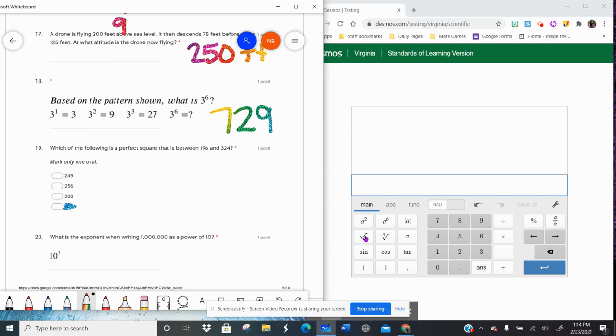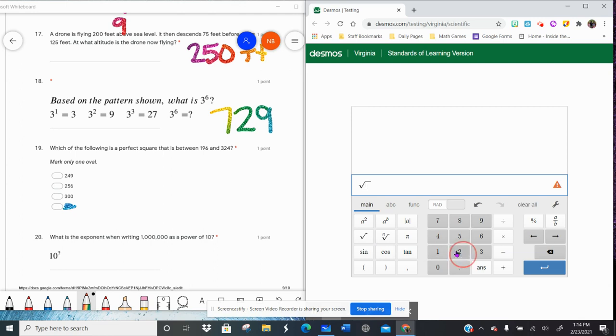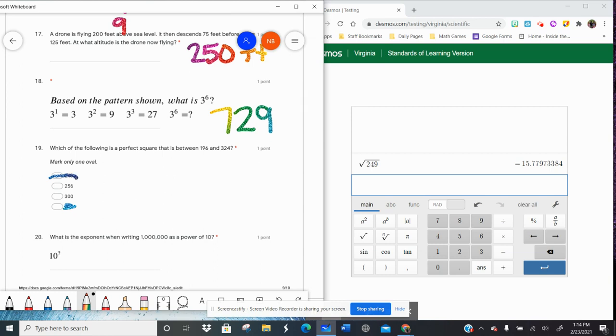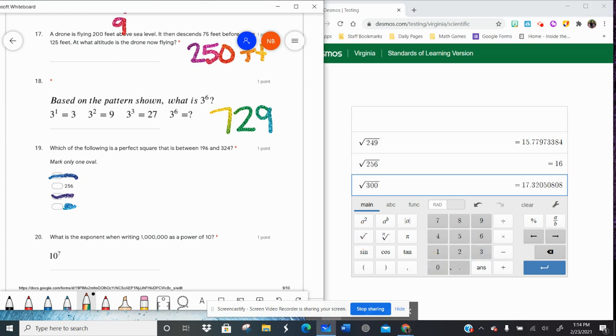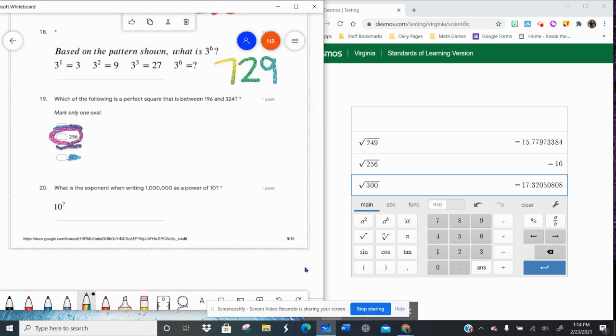So remember, perfect square means your square root is a whole number. Let's find the square root of 249. That is not a whole number, which means that is not a perfect square. I eliminate that answer. Let's find the square root of 256. Okay, that's a perfect square, so that's in the running. Let's find the square root of 300. Wait a minute, not a perfect square. So by eliminating all the choices, I'm left with the only one that could be right, which is the square root of 256, which is 16, which makes it a perfect square. Isn't this great? So easy.